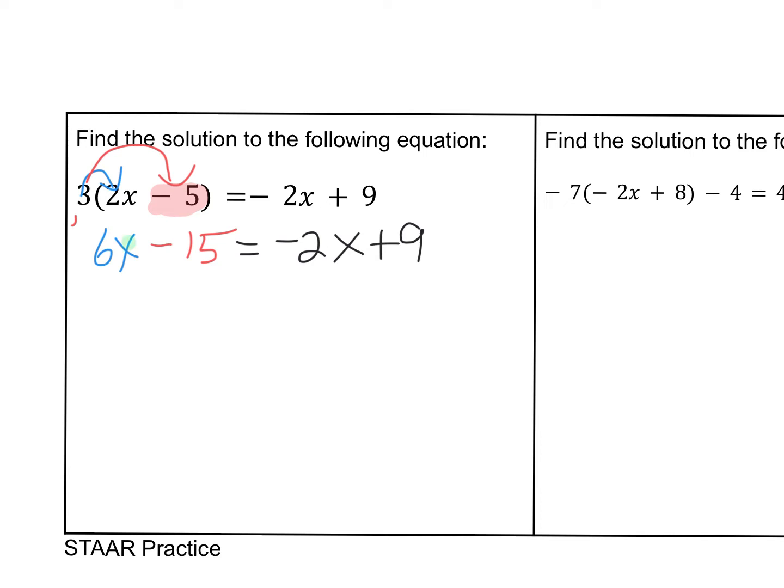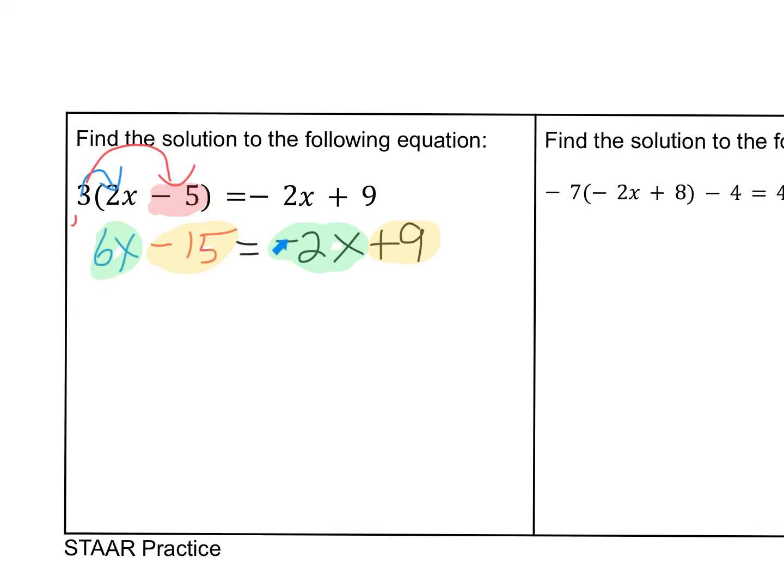So again, I'm going to highlight, we have our variables, 6x on the left side, negative 2x on the right. And then we have our constants, minus 15 and plus 9. Okay, we need to combine all those. So we've done the first step where we used the distributive property. Now we've combined all like terms on the left side and the right side because all we have are 6x minus 15 on the left and negative 2x plus 9 on the right. Now we've got to get our variables together on one side. So let's go ahead and get them on the left side.